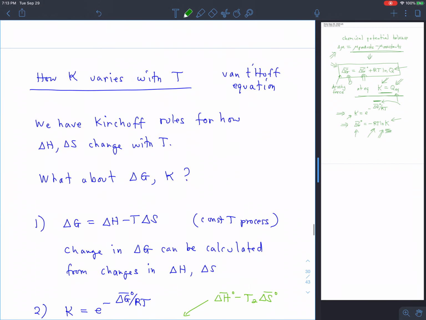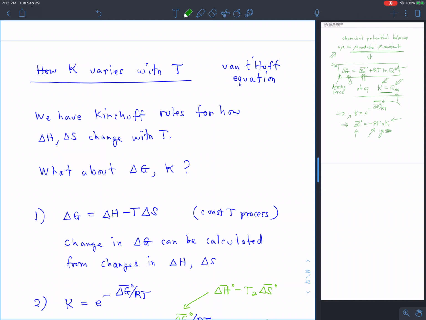All right. Now we come to sort of the main topic, I think, for this lecture. I don't think we'll finish with this topic in this lecture, but we'll get it started at least. And that's to start talking about how the equilibrium constant itself changes with temperature.